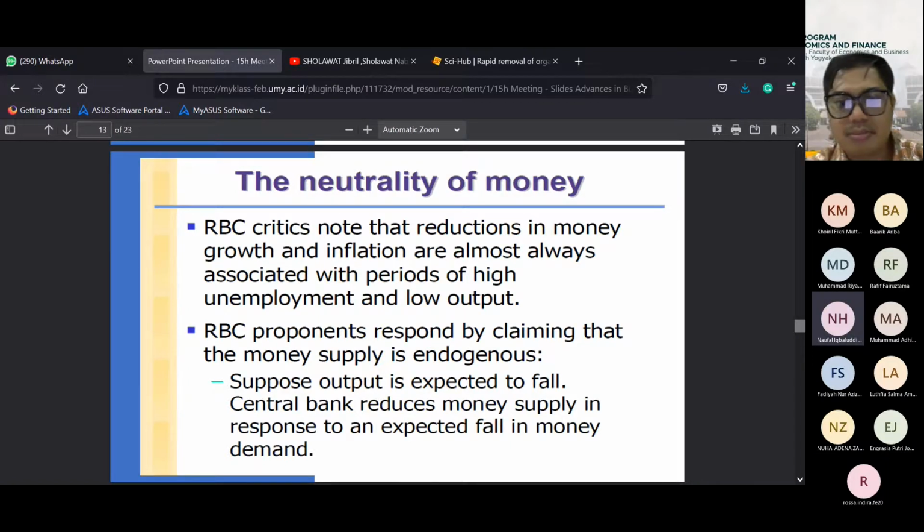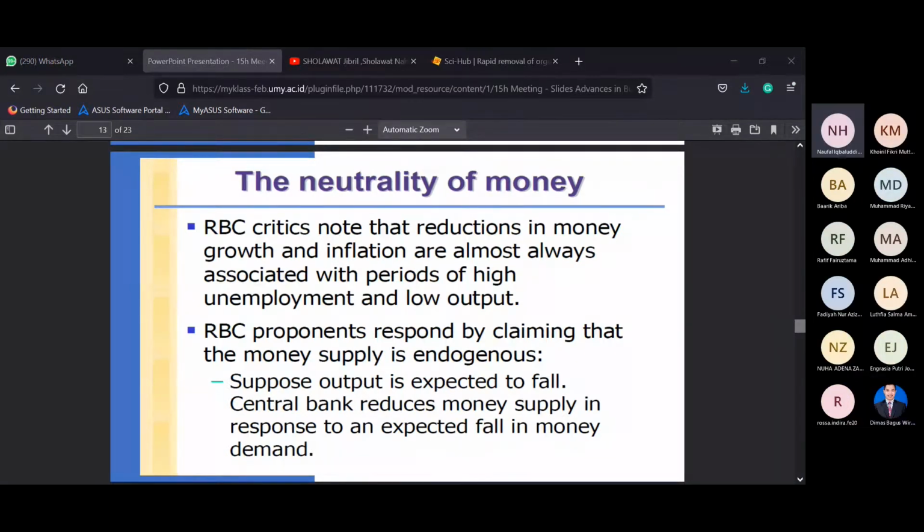The neutrality of money. RBC critics note that reductions in money growth and inflation are almost always associated with periods of high unemployment and low output. RBC proponents respond by claiming that the money supply is endogenous. Suppose output is expected to fall, the central bank reduces money supply in response to an unexpected fall in money demand.